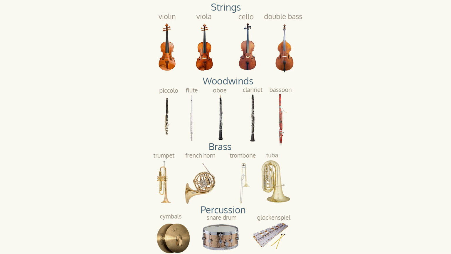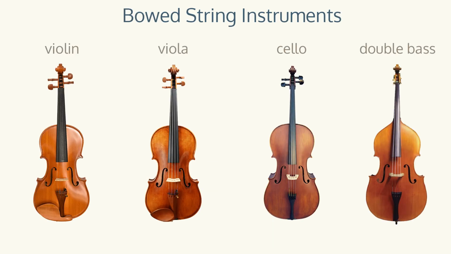A symphonic orchestra is made up of four main sections: strings, woodwinds, brass, and percussion. In this video, we'll focus on the strings. Strings play a key role in conveying emotions, and they are the most prominent section in an orchestra. The string section consists of four types of instruments divided into five subsections: violin, viola, cello, and double bass.